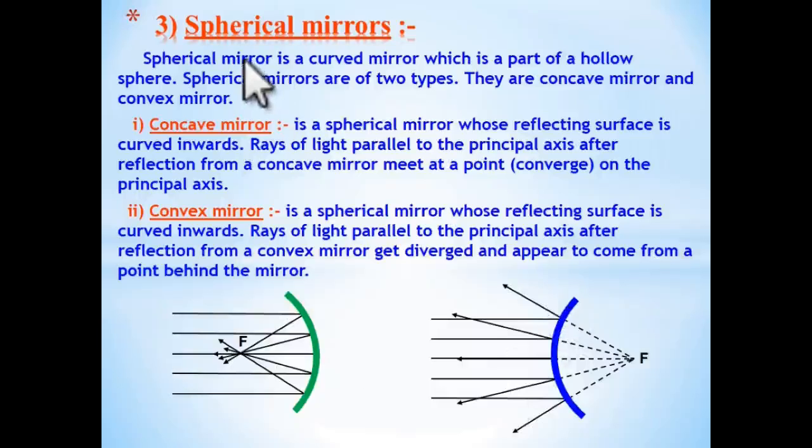Let us now discuss spherical mirrors. There are two types of spherical mirrors. One is the concave mirror, another one is the convex mirror. In a concave mirror, the reflecting surface is curved inward. So this is the reflecting surface. In a convex mirror, the reflecting surface is curved outward. So this is the reflecting surface.